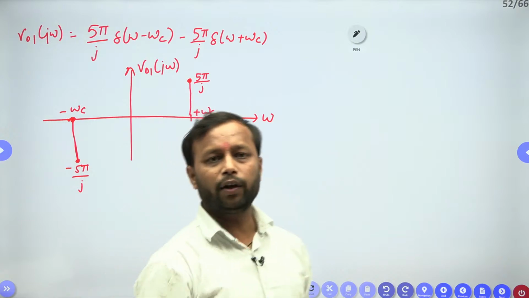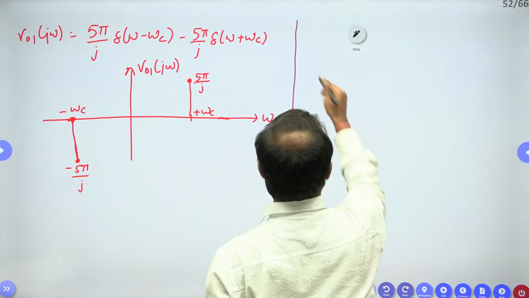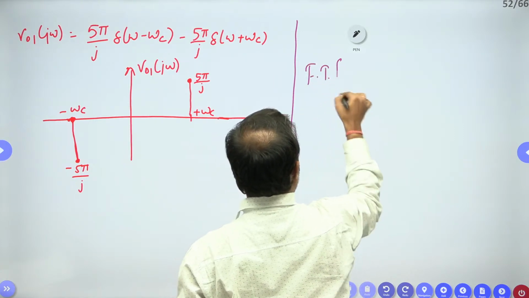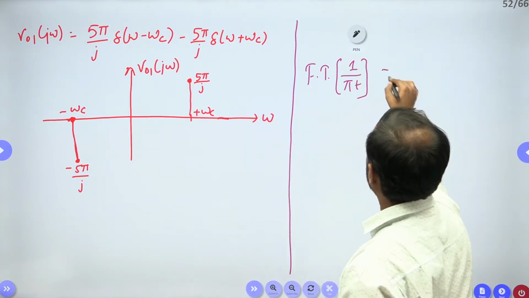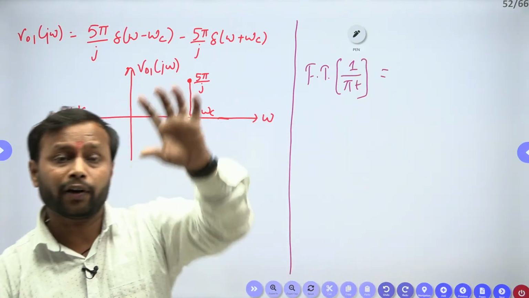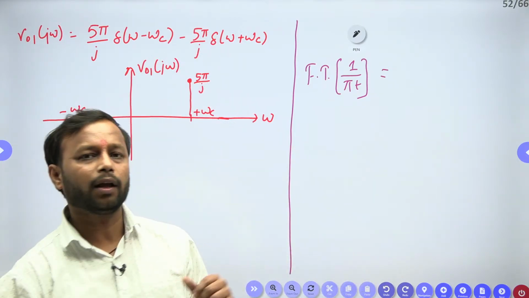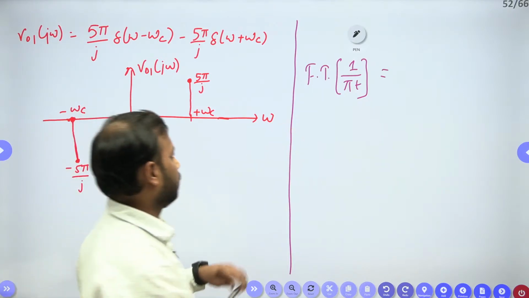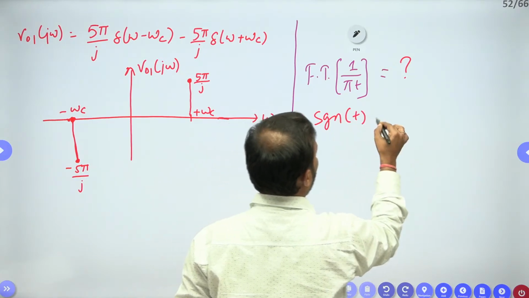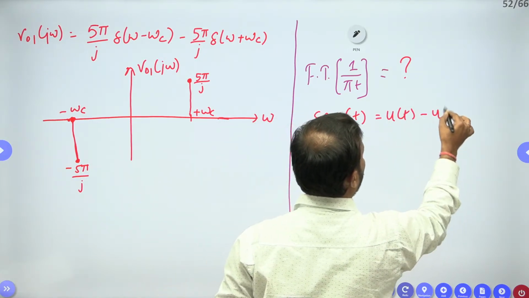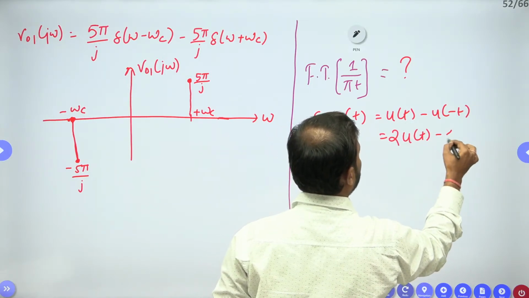Done. So we have got V01 j omega. What about 1 upon pi t, the Fourier transform of 1 upon pi t? What will be its Fourier transform? If you have the signal as signum of t, then definitely you will have your answer. See, signum of t is what? U of t minus u of minus t. This can also be written as 2u of t minus 1.